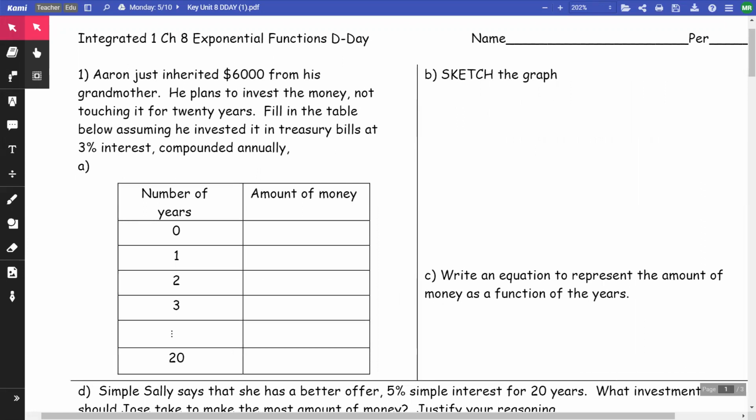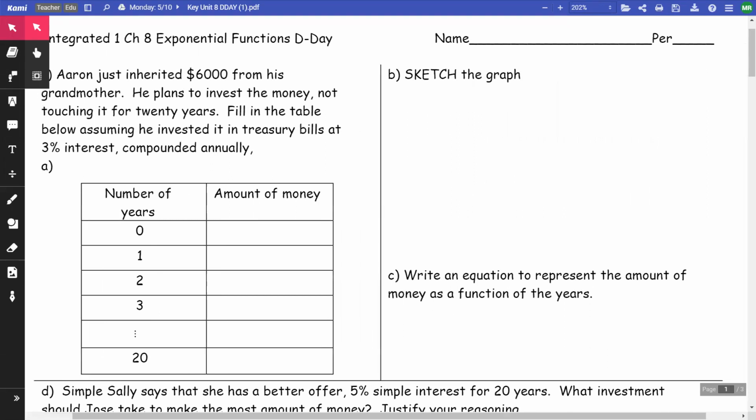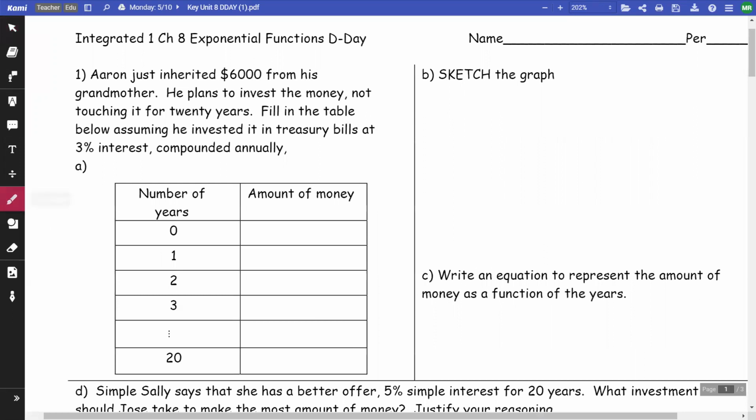So on this very first problem, Aaron just inherited $6,000 from his grandmother. He plans to invest the money, not touching it for 20 years. Fill in the table below, assuming he invested it in treasury bills at 3% interest compounded annually.